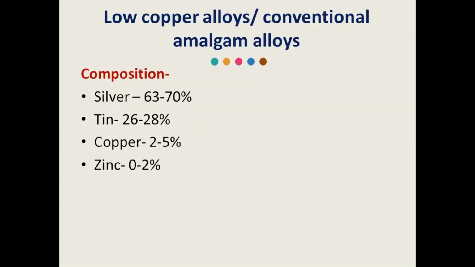Now let us see the low copper alloy. The other name of low copper alloy is conventional amalgam alloys. It is also known as GV Black's alloys. So if a long note question is asked on the composition and amalgamation reaction of conventional alloy, either GV Black alloys or low copper, the answer will be the same.